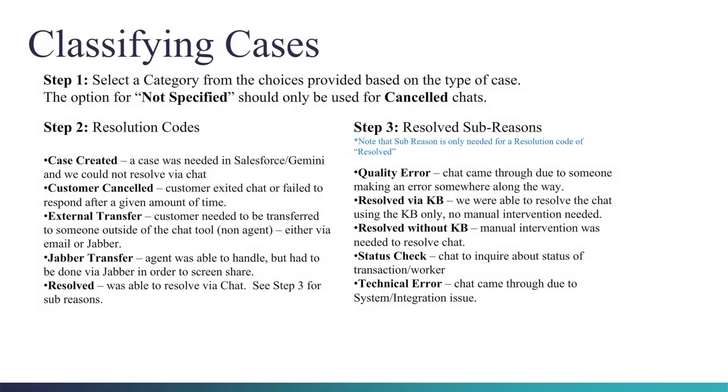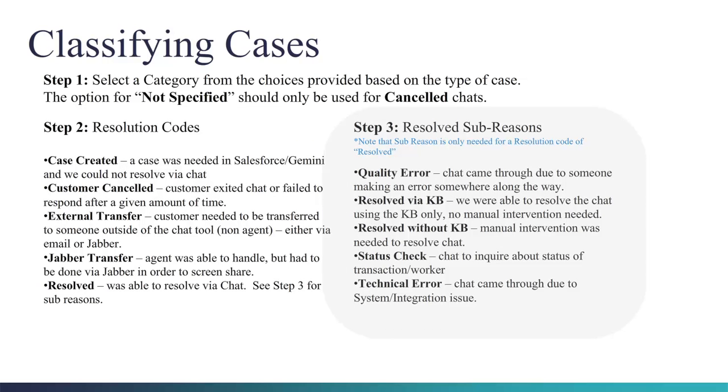Now let's take a look at our guidelines for classifying cases. Step 1. Select a category from the choices provided based on the type of case. The option for Not Specified should only be used for canceled chats. Step 2. Choose a resolution code. The choices are Case Created, Customer Canceled, External Transfer, Jabber Transfer, or Resolved.